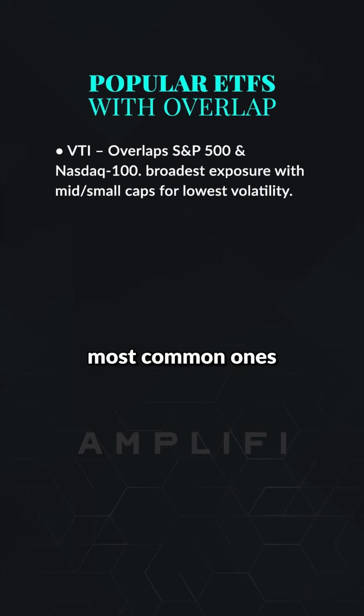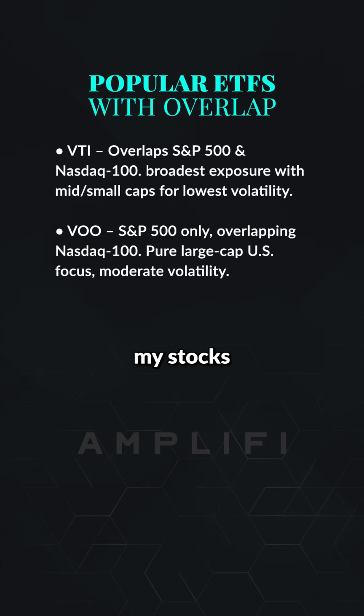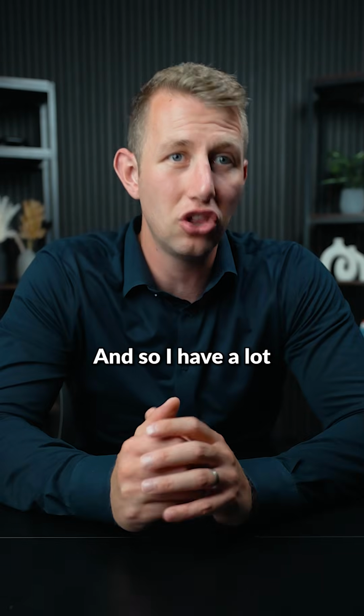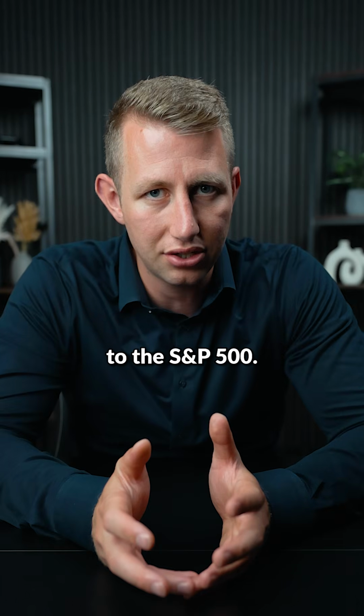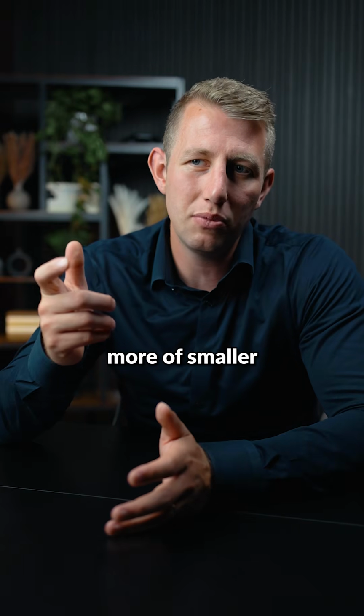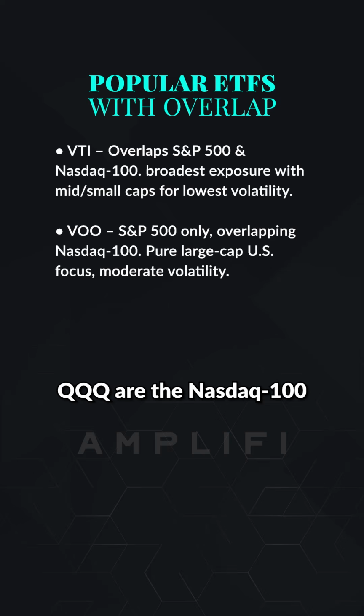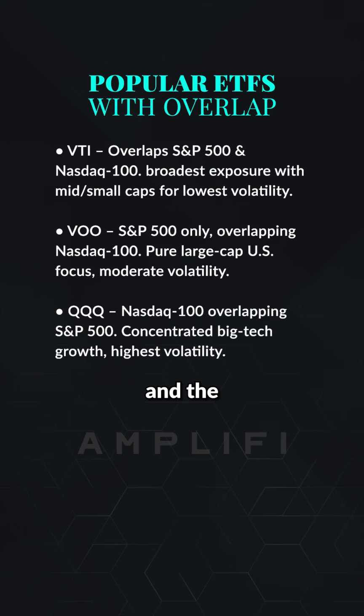Some of the most common ones that I do myself: the vast majority of my stocks are inside VTI and VOO. VTI owns everything that VOO has, as well as small cap and mid cap stocks. And so I have a lot of exposure to the S&P 500, but VTI just gives me a little bit more of smaller and mid-sized companies. QQQ is the NASDAQ 100, and the S&P 500, once again, has many of the same companies.